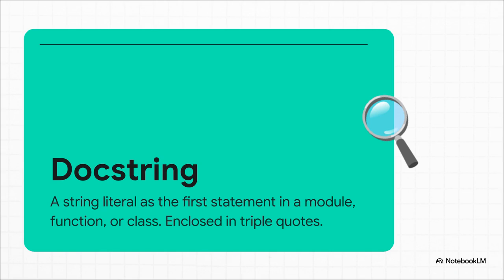Now you're probably thinking, wait a second, that looks just like the multi-line comment. And you're right, it uses the same triple quote syntax, but here's the crucial difference. It's all about placement. A docstring has to be the very first thing inside a function, a class, or a module. That special location is what lets Python's built-in help tools find it and treat it like official documentation.